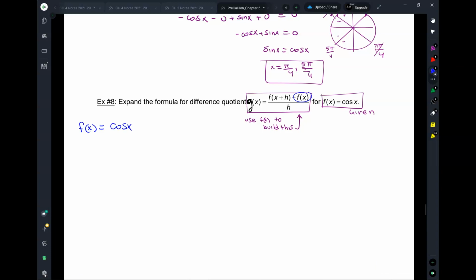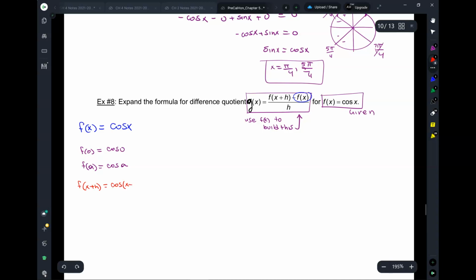Now, go with me here. If that's f of x, what's f of 0? Think back to algebra 2. What's f of 0? Cosine 0. What's f of a? Cosine a. What's f of podium? Cosine podium, right? So what's f of x plus h then? Cosine of x plus h. You see how that works? And look, that's another term in that stuff that we're building.